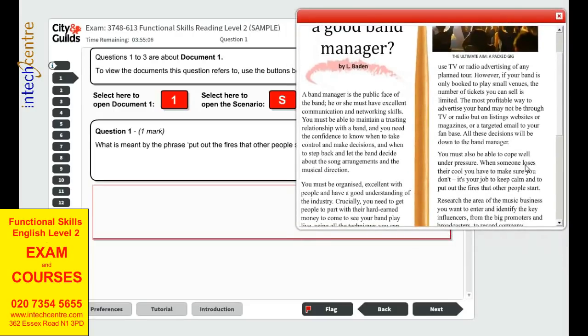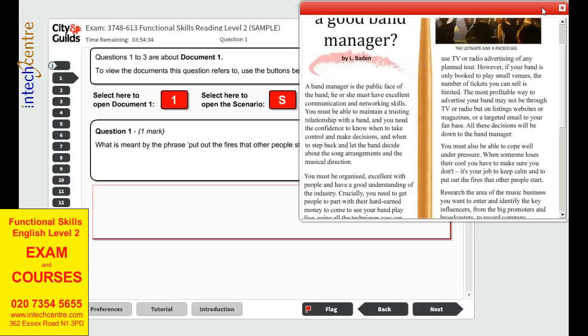Putting out fires, put out the fires. So putting out fires is an expression in the English language which means to resolve problems. For example, the problem is the fire, and putting it out means it has been resolved. So from what they're saying in this paragraph, it's trying to sort out the problem. So if someone loses their cool, you must sort out the problem. Try and keep calm and sort out the problem. So that's what the definition is. There's no set way you have to write the definition, but I'll just write it simply: resolve problems.